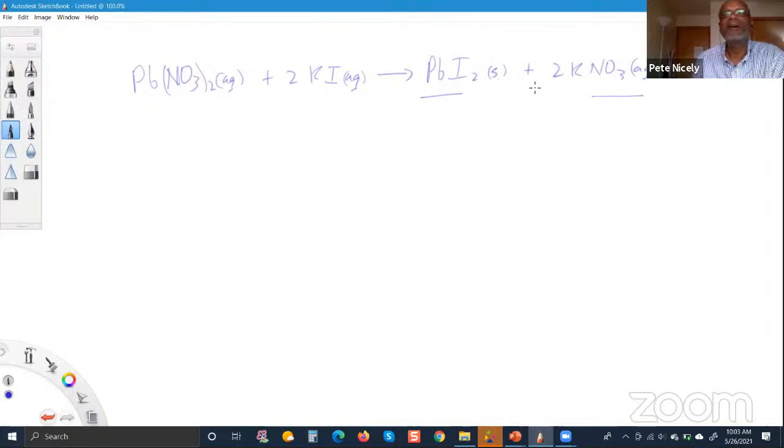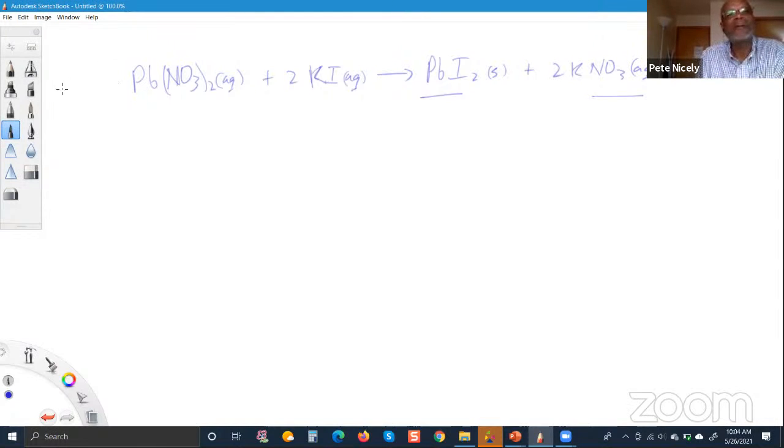According to the rules, all nitrates are soluble, so therefore we know that this would be aqueous, and we know that this would be aqueous, and we know that all group 1A salts are soluble, so we know that potassium iodide would be in an aqueous solution as well, all right? So that's how we use the chart to help us to determine what is soluble and what would be in the aqueous state and which would be in the solid state.